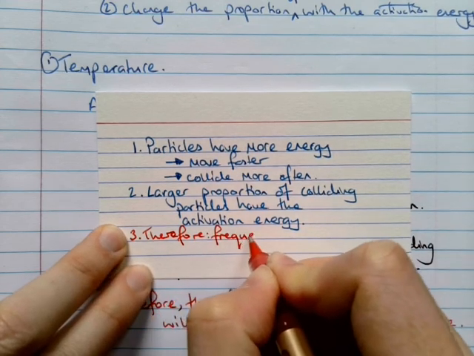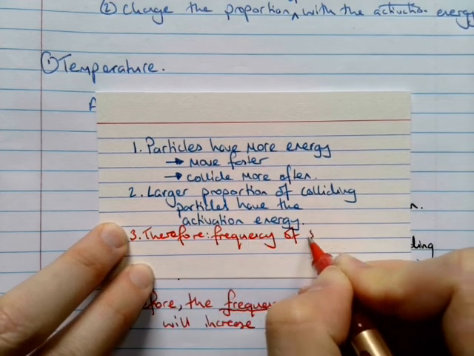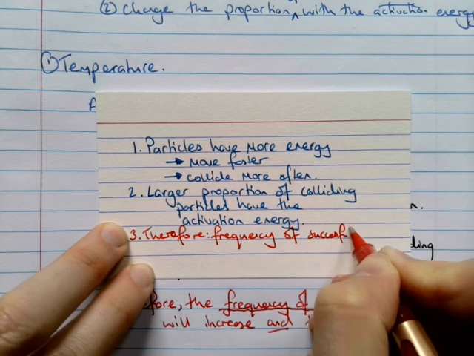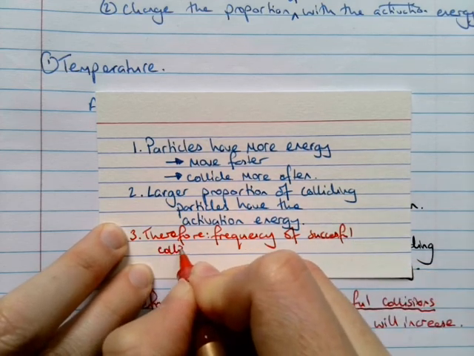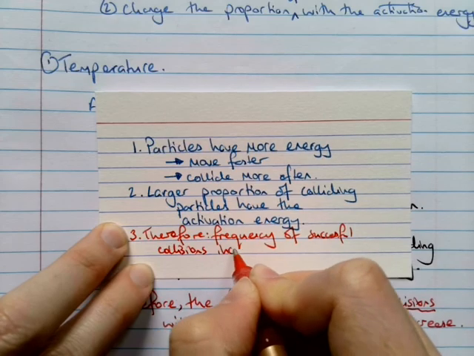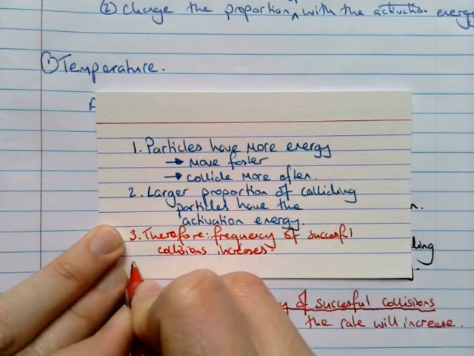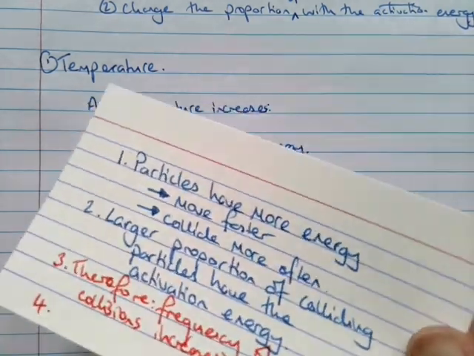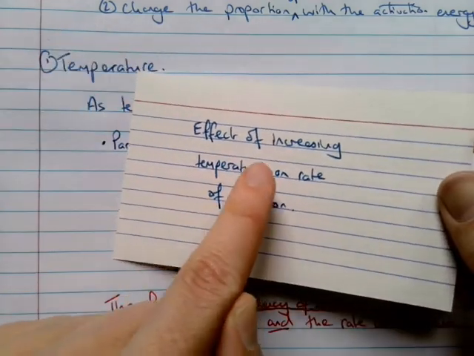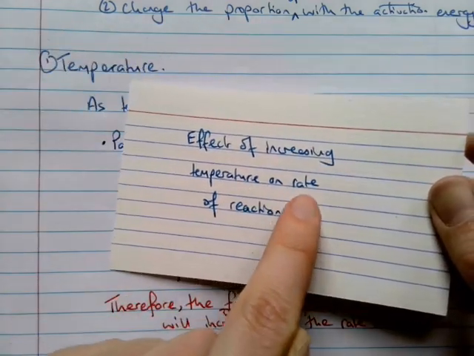frequency of successful collisions increases. And number four, because I've asked you, on the reverse side here, I say effect of increasing temperature on rate.